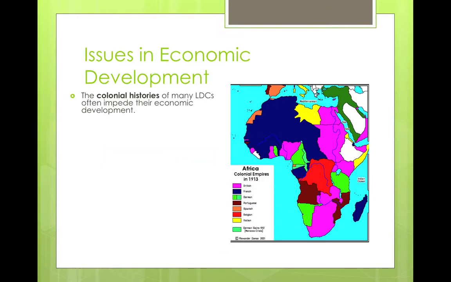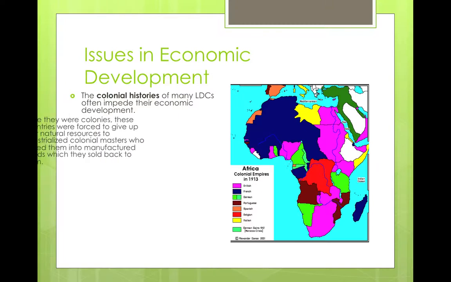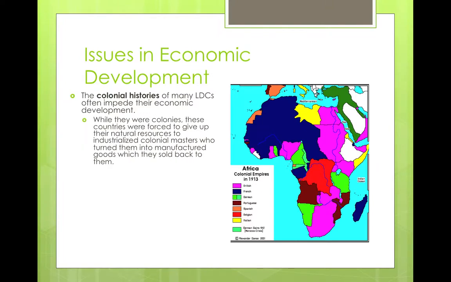The colonial histories of many LDCs often impede their economic development. To the right is a map of Africa and all of the different colonial empires it was carved into by 1913. It had a serious impact on that continent's ability to develop economically. While they were colonies, these countries were forced to give up their natural resources to industrialized colonial masters, who in turn turned them into manufactured goods, which they sold back to them.